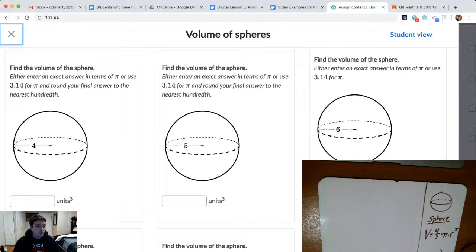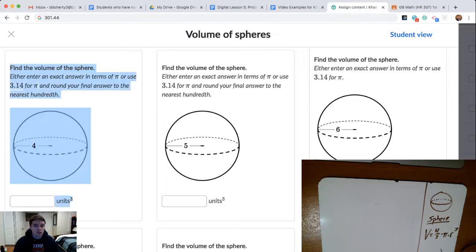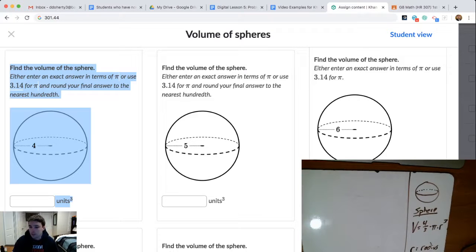It says find the volume of the sphere. I'll highlight it first. Find the volume of the sphere and enter either an exact answer in terms of pi or use 3.14 for pi. Round your final answer to the nearest hundredth. So the sphere that I've highlighted here, let me make that whiteboard larger.